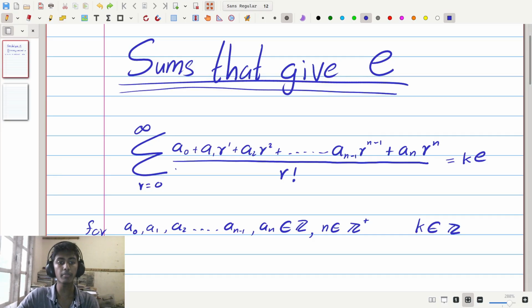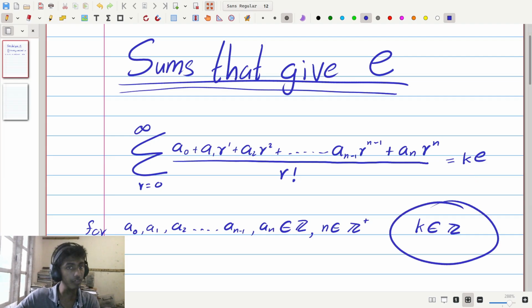If you have the sum from r equals 0 up to infinity of a sub 0 plus a sub 1 r to the 1 plus a sub 2 r squared plus a sub 3 r cubed and so on until a sub n r to the power of n, where n is some positive integer and all of these coefficients a0, a1, a2 and so on are all integers, and all of that is divided by r factorial for each term, then the result you get is an integer multiple of e. So here we have e and here we have k, which is some form of integer.